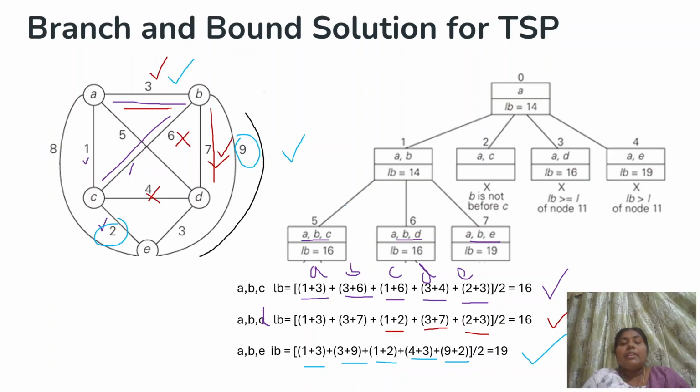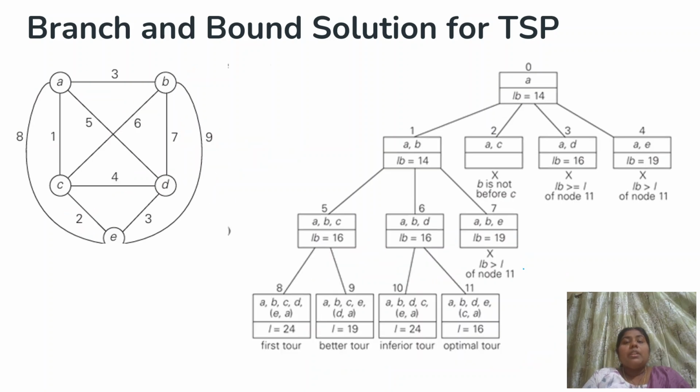So which one is having the minimum value? 16 as well as this 16. So we are just going to explore these two. We are not going to use this one because this has a higher lower bound value. So going to the next one.